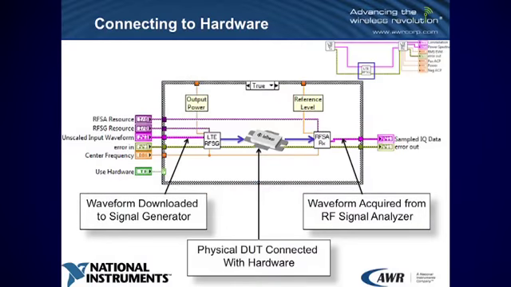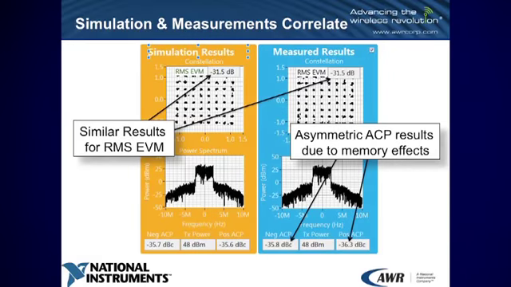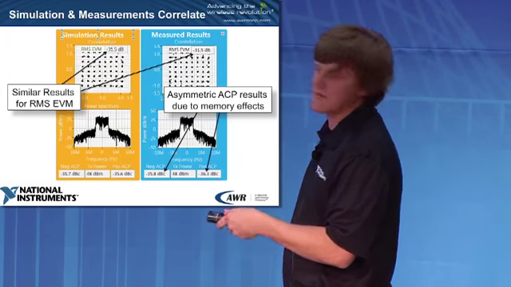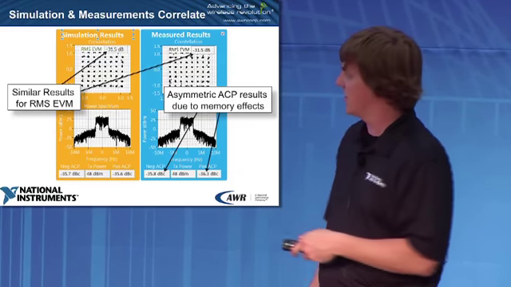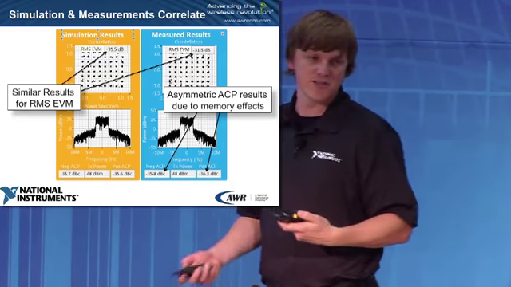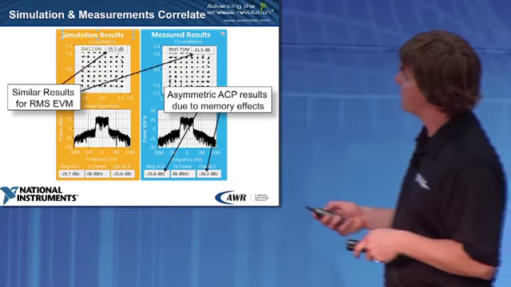Of course, we have the amplifier connected here in real life. So at the output, you can observe similar results both on the simulated performance as well as the measured performance. You can see in this particular case, RMS EVM is equivalent, minus 31.5 dB. In the measured results, I see slightly asymmetric adjacent channel power, which is indicative, most likely, of memory effects. In this particular simulation, the memory effects that I'm modeling aren't very substantial. In fact, I'm probably not modeling memory effects, given that the positive and negative ACP are the same. But you can see the physical one is producing the asymmetric memory effects.